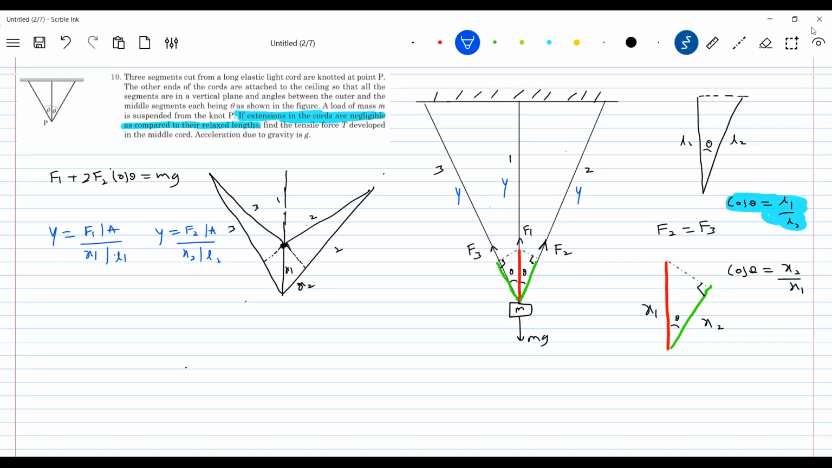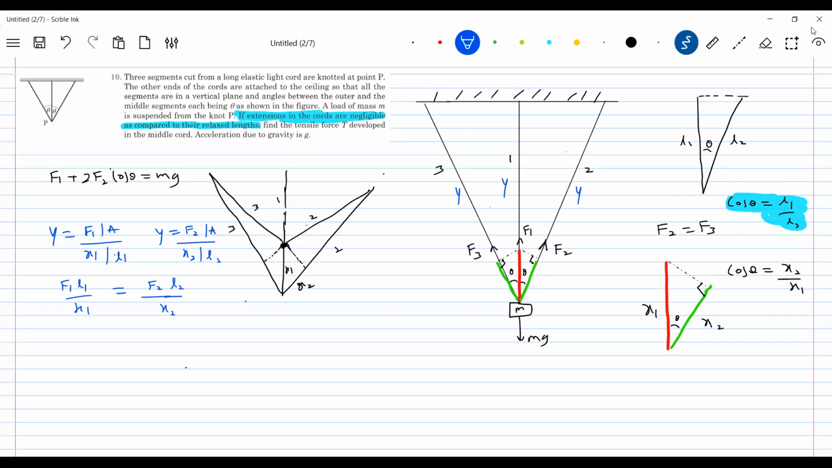As Hooke's law says, stress is directly proportional to strain. So what is X1 by L1? X1 is elongation, L1 was length, so this will become strain. What is F1 by A? It will become stress. Stress is directly proportional to strain. If I remove that, I'll get the elastic constant that I'll call Young's modulus. So stress and strain are related by this equation. As all three are made up of the same material, all will have the same elastic constant. So now from this, F1 L1 by X1 equals F2 L2 by X2.